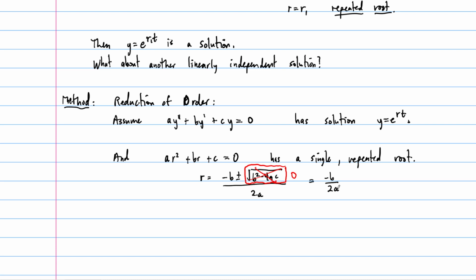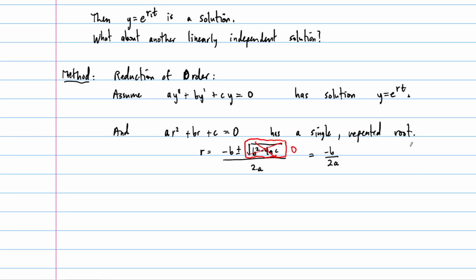All right? And so you can think about this geometrically as well if you think about parabolas and the vertex of the parabola, etc. There's many different ways to come to this conclusion, but this is a conclusion that we can draw, right? That r must be negative b over 2a for this equation. All right, so not only do we know y equals e to the rt, but we know that r is equal to negative b over 2a in this scenario.